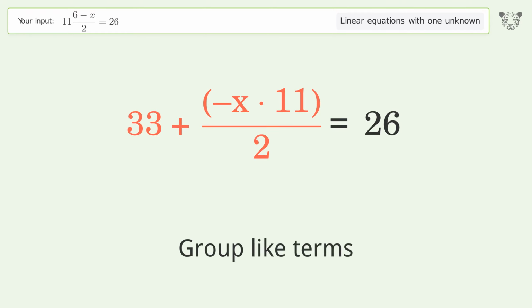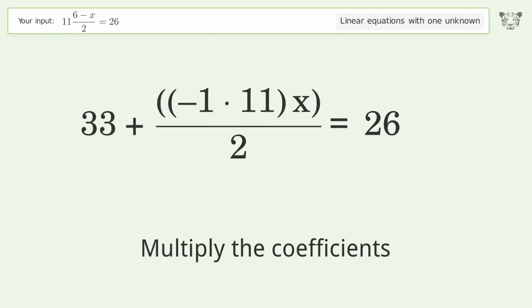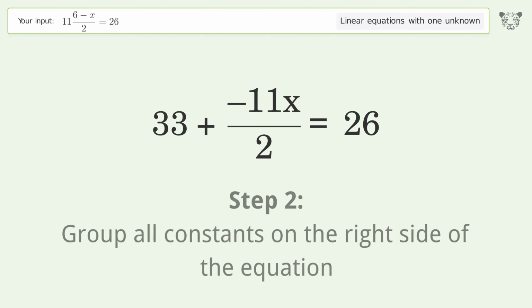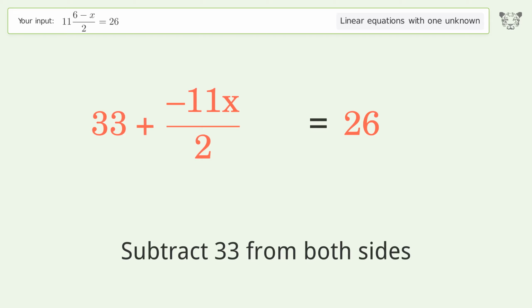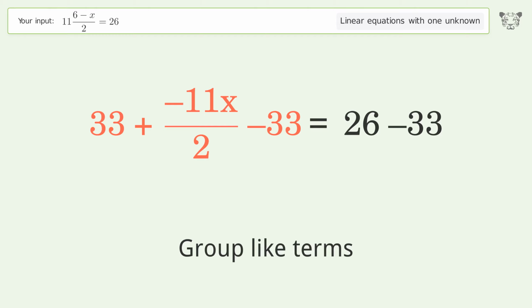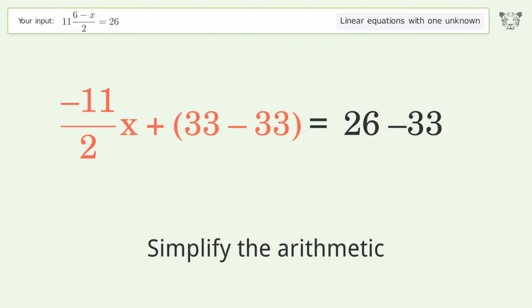Group like terms. Multiply the coefficients. Group all constants on the right side of the equation. Subtract 33 from both sides. Group like terms. Simplify the arithmetic.